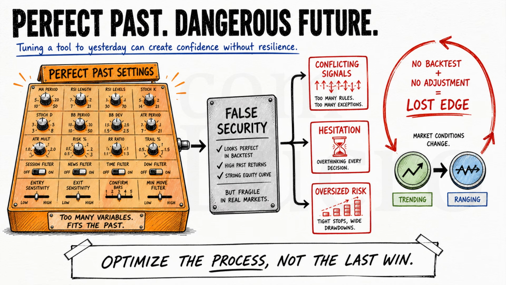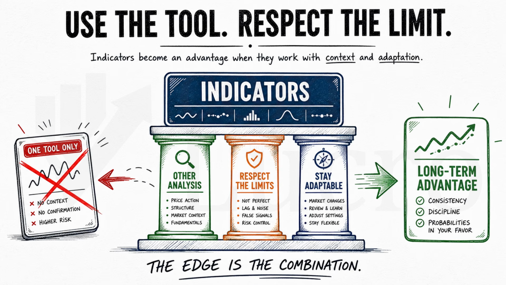Tuning an indicator until it looks perfect on past data creates a false sense of security. Too many tools produce conflicting signals and hesitation, while a good run with a single indicator can breed overconfidence and oversized risk. And without regular backtesting and adjustment, even a good indicator loses its edge as market conditions change. So yes, indicators are useful, but only if you respect their limits. Combining them with other forms of analysis and staying adaptable is what turns them into a long-term advantage.